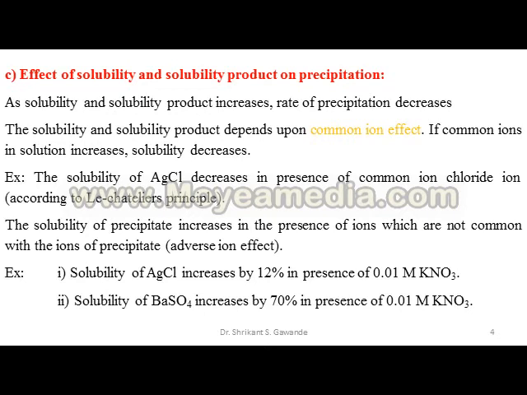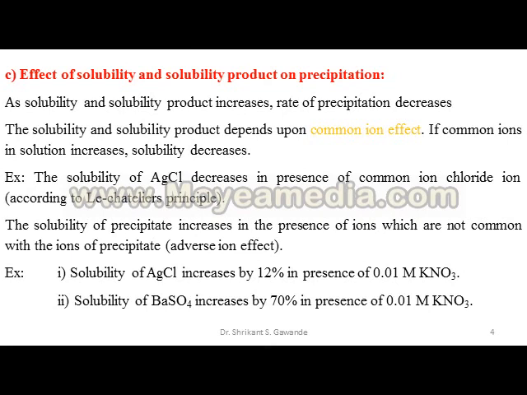If common ions in solution increase, solubility decreases. This means there is an inverse proportion between the common ions in the solution and the solubility. Example: the solubility of AgCl decreases in the presence of common ion chloride.